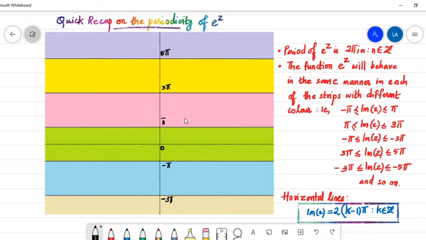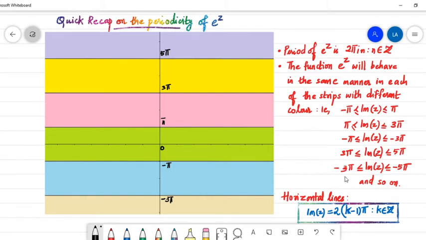So each of the strips which are seen here represents what is written here. Minus pi less than or equal to imaginary part of z less than or equal to pi will be standing for this green horizontal strip. Pi less than or equal to imaginary part of z less than or equal to 3 pi will be represented by this pink horizontal strip, and so on. So in these horizontal strips, e raised to z will behave in the same manner.